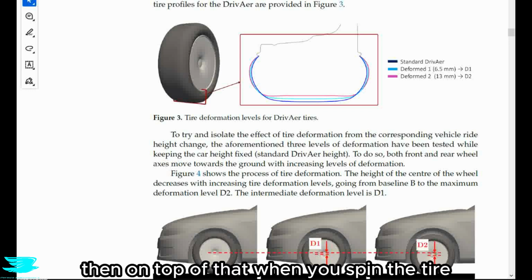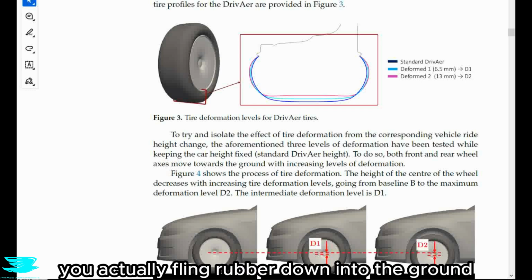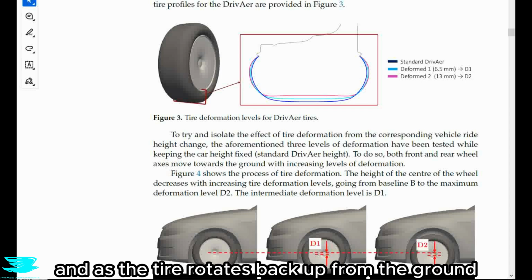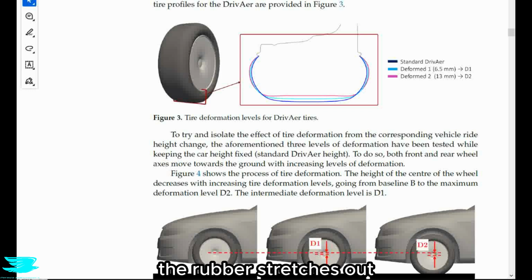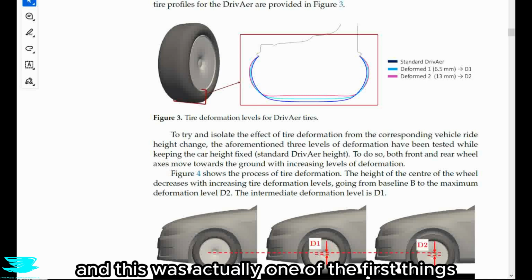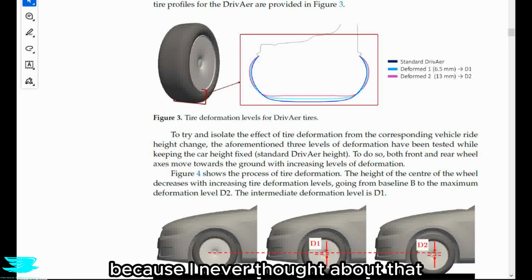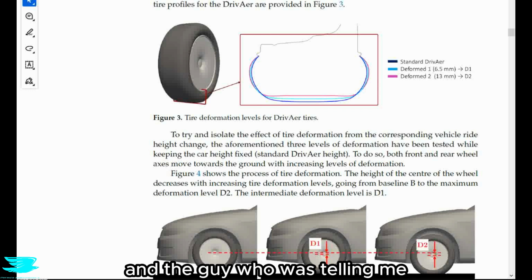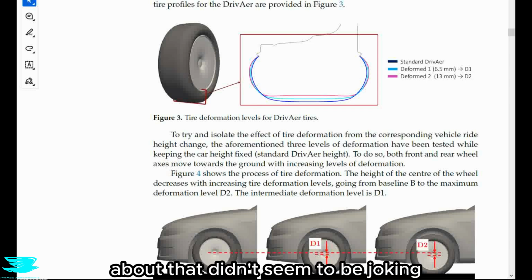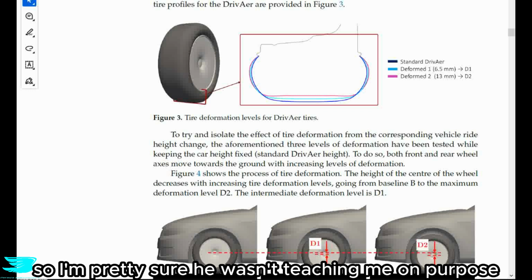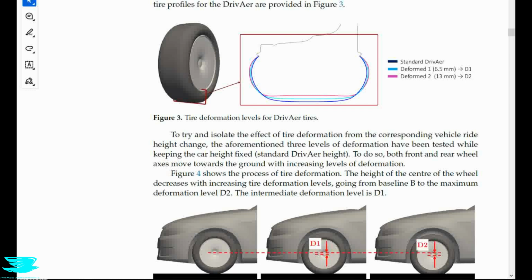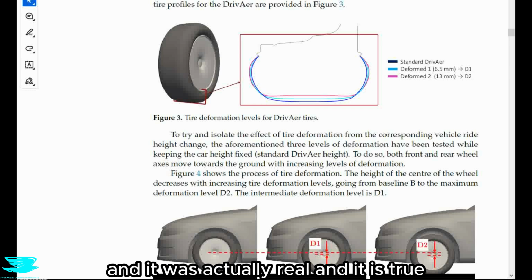Then on top of that, when you spin the tire, you actually fling rubber down into the ground, and as the tire rotates back up from the ground, the rubber stretches out. And this was actually one of the first things I remember learning about tire deformation, and I remember being mind blown because I'd never thought about that. And the guy who was telling me about that didn't seem to be joking, so I'm pretty sure he wasn't teaching me wrong on purpose. It was actually real, and it is true.